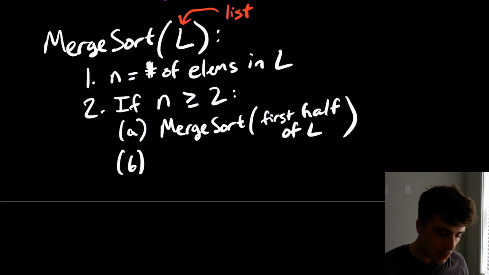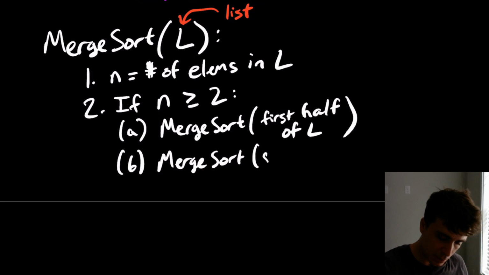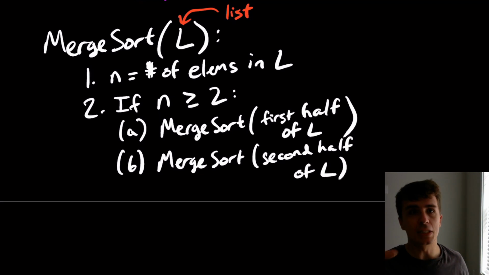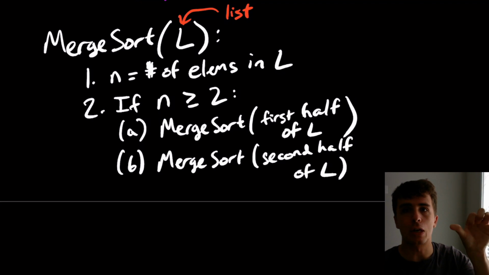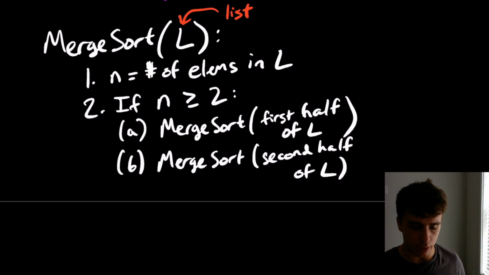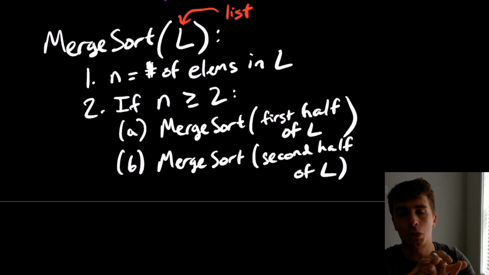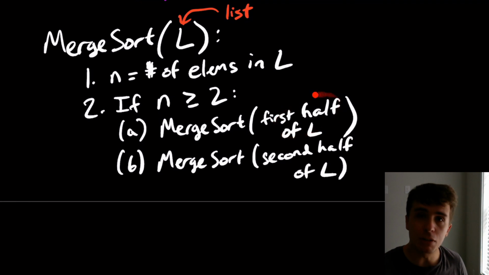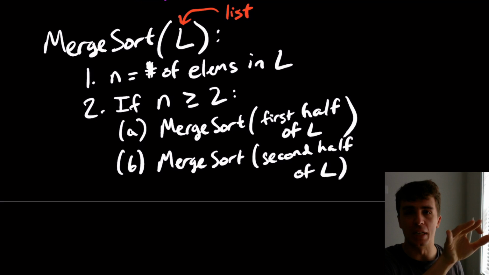And then B, I'm just going to call merge sort on the second half of L. I'm just going to recursively go on the first piece, assume that it's sorted, recursively go on the second half, assume that it's sorted. And you may be thinking, well, why do you use two pieces? It's because the merge procedure works with two pieces, so that makes sense. But why would we use half here? Why don't I just say like 90% and 10%?